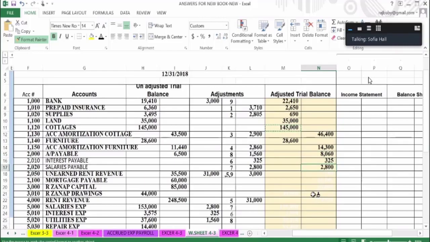And unearned revenue, you have debit balance and the credit balance. You are going to minus the debit plus the credit. Your total balance is credit balance. You have debit balance and you have to minus. And the rest you are going to add together.